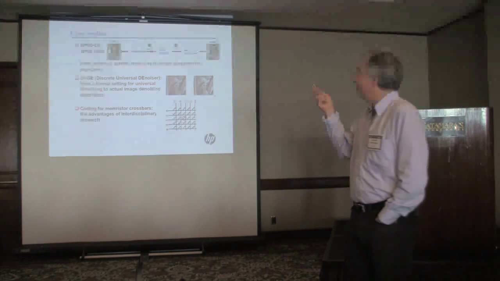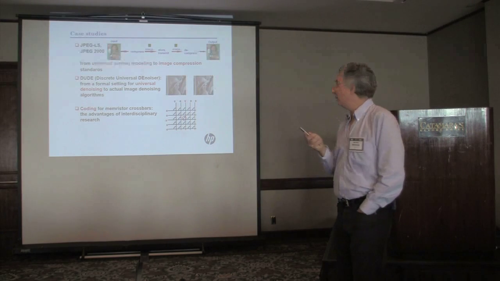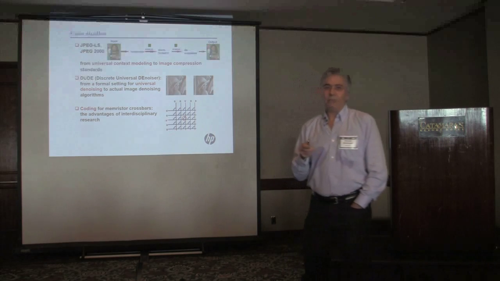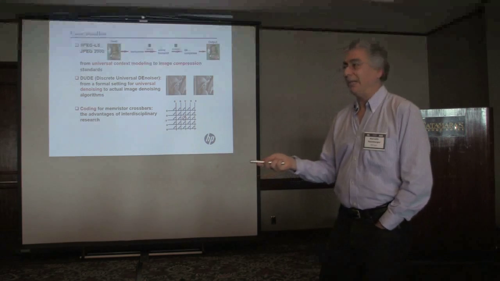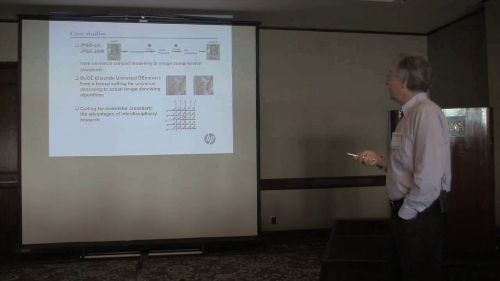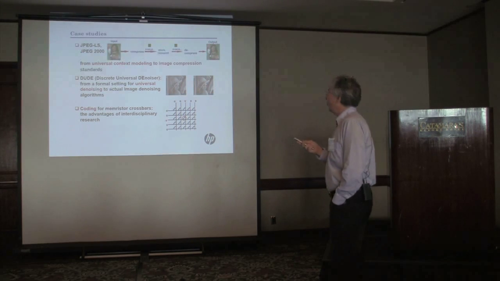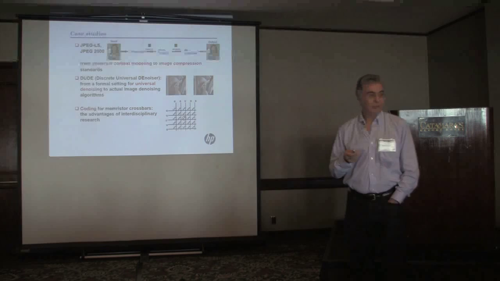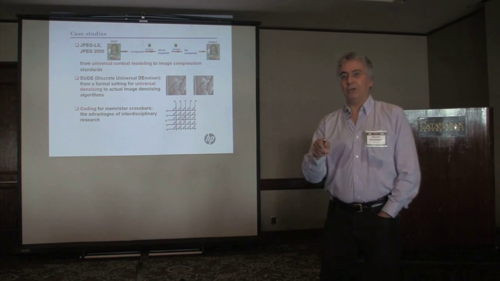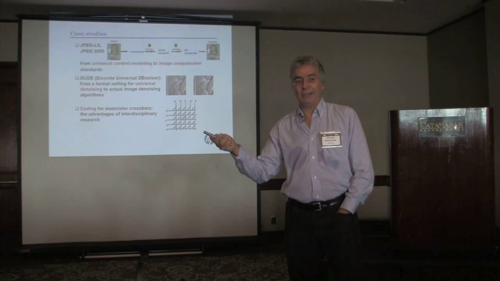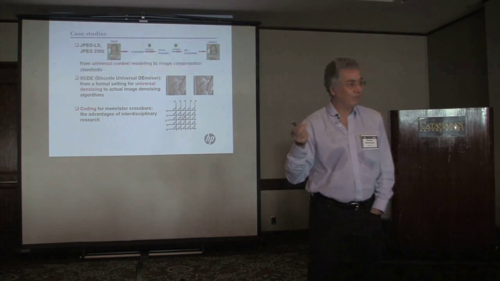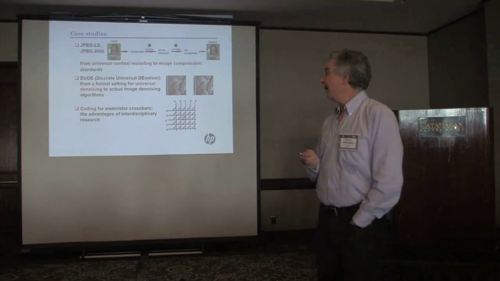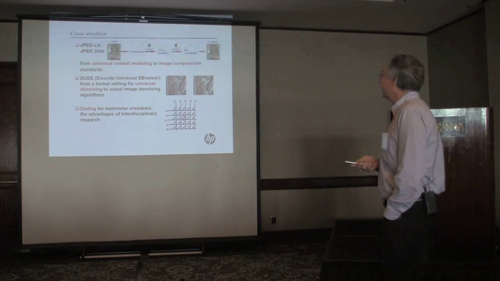The other one is that I have been more involved in JPEG-LS than in JPEG 2000. The other example is one which so far, in terms of all this spectrum from theory to practice, has been a little bit less successful, which is the DUDE algorithm. So how we went from a formal setting for universal denoising to actual image denoising algorithms. And I'm stopping there. I'm not going all the way to say application to the industry, etc., because so far we haven't been successful in that respect. It doesn't mean that we are not going to be. It's probably too early, but I'm not completing there the full circle.